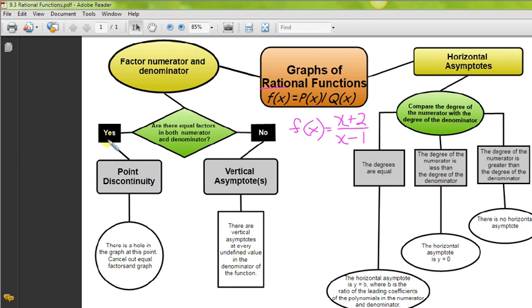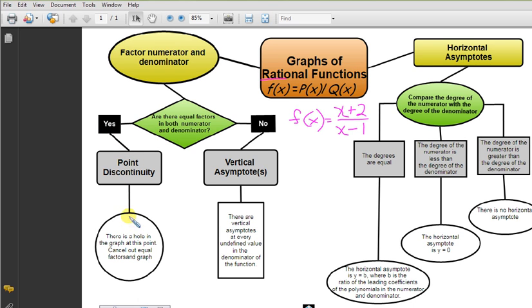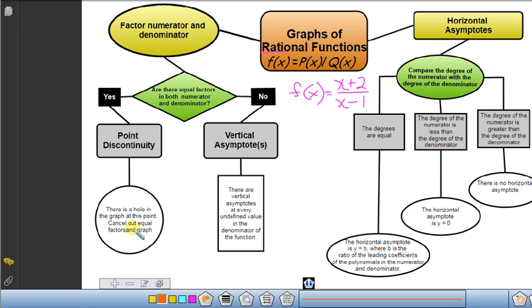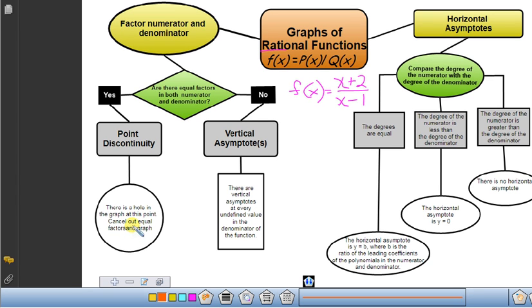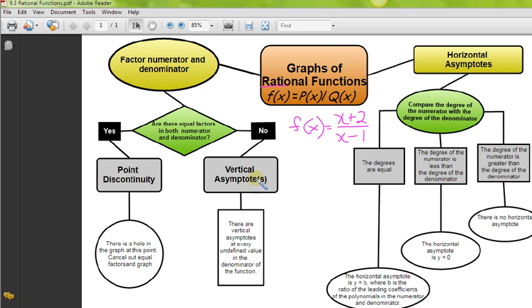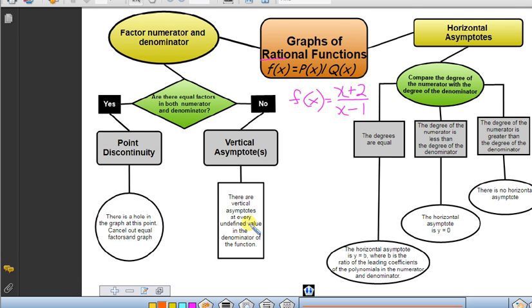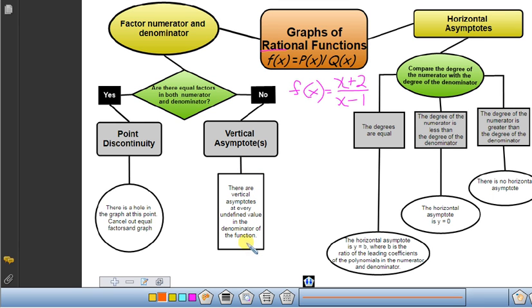So let's just say the answer is yes. Well, that would mean that there is a point discontinuity at that location. And from there, what you would do is simply cancel out the factors and graph the function, but you'd have to place a hole where you made this cancellation. If the answer is no, then more than likely you have a vertical asymptote, and that vertical asymptote is located at every undefined value in the denominator of the function.